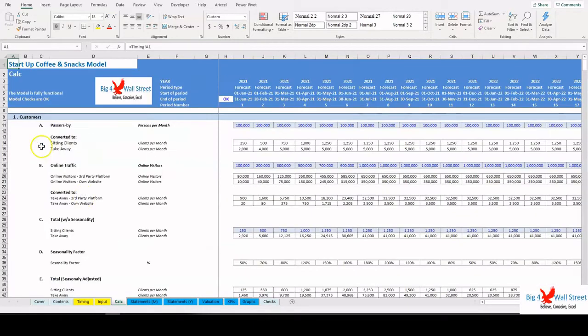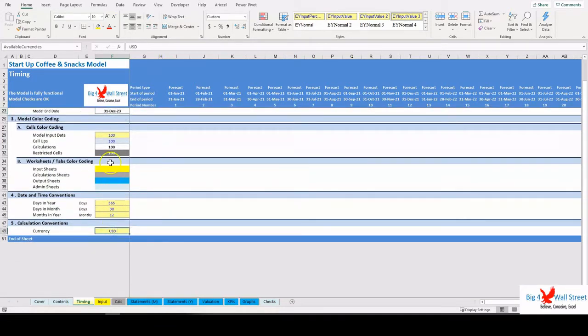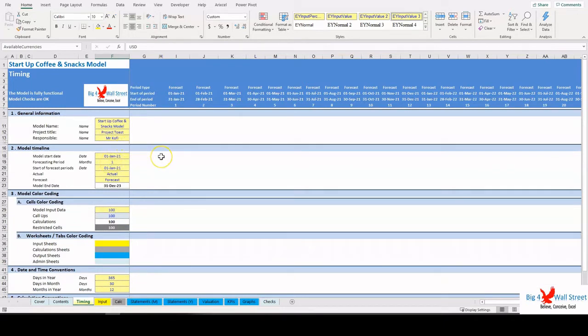On the Timing tab you are able to feed the general information for the model such as model name, responsible, timeline of the model and date and currency conventions. Additionally, there is a description of the color coding of the model in the same tab. Inputs are always depicted with a yellow fill and blue letters. Call-ups, that is direct links from other cells, are filled in light blue with blue letters, while calculations are depicted with white fill and black characters.